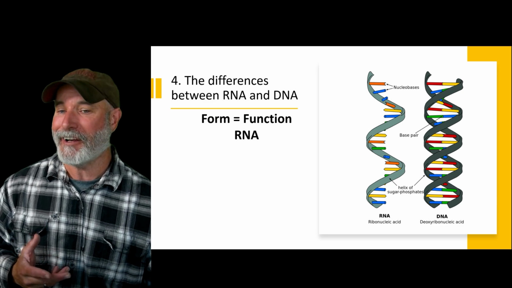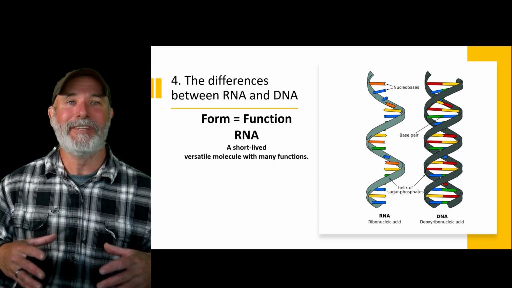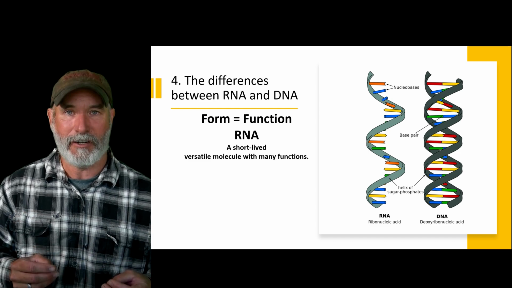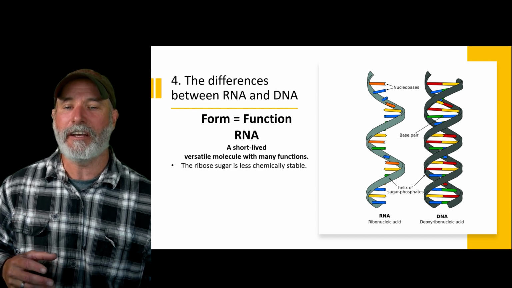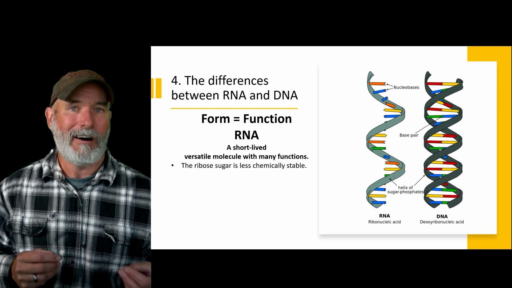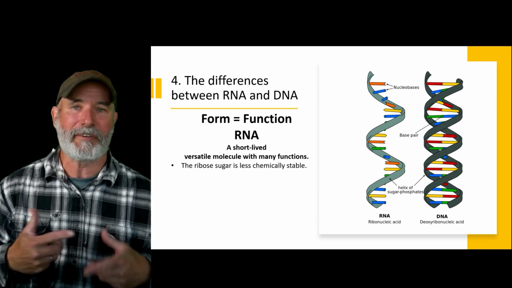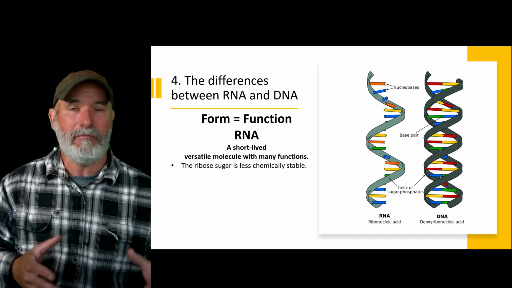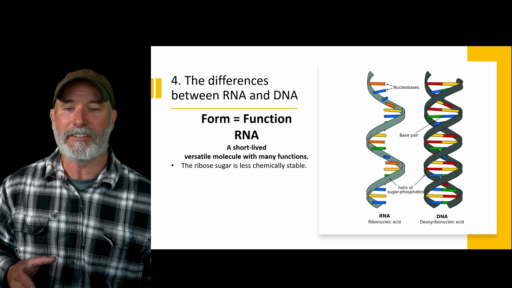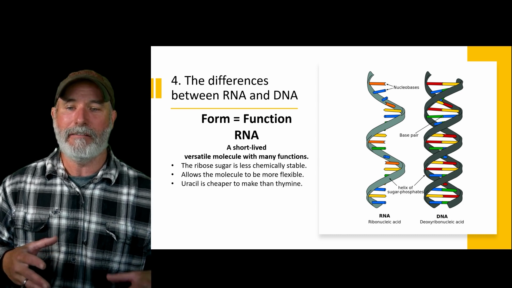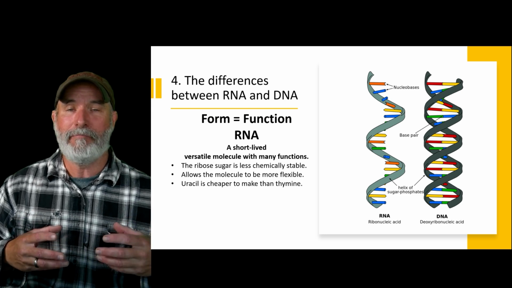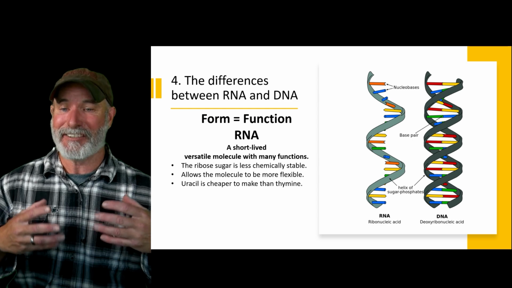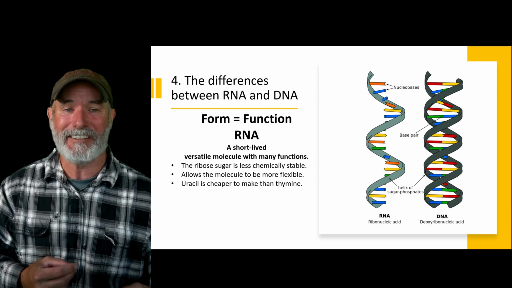Now we get into RNA. Okay, RNA. This is a much shorter-lived molecule, and it's versatile with many functions. Our cells are constantly breaking down RNAs and repurposing those nucleotides over and over and over again. So this is less chemically stable. It's okay. They don't last as long inside of our cells. It is more flexible. By being more flexible, it can assume many different shapes. Hence, it has lots of functionality inside the cell.